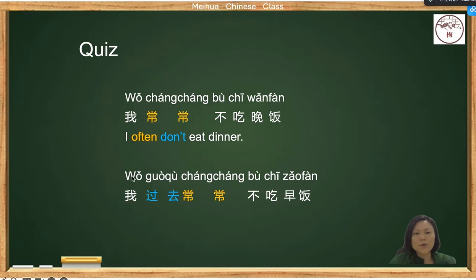Another one. 我过去常常不吃早饭. Okay, this is a similar sentence. 我过去 means in the past. 常常, this is the same one. 常常, right? Means often, as the first sentence. 常常不吃早饭. In the first sentence, it's 不吃晚饭, don't eat dinner. Here, it's don't eat breakfast. These two sentences look the same. But is it really the same?